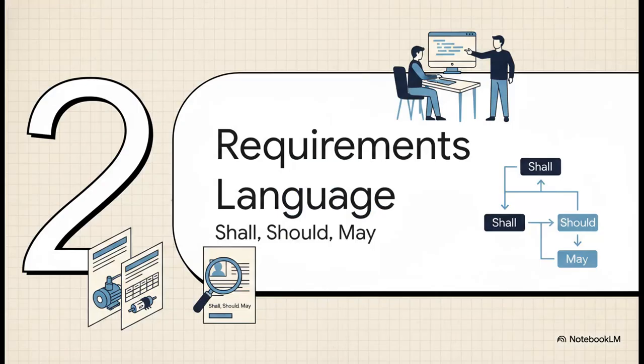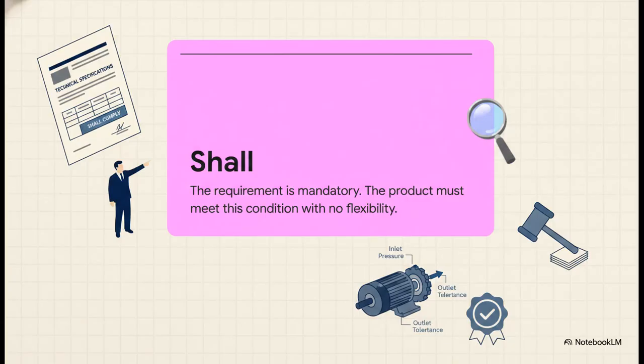Moving right along to Section 2, the language of requirements. In technical specifications, everyday words take on massive, professional, and even legal weight. The absolute, undisputed king of these words is shall. When you see shall on a spec sheet, it means the requirement is mandatory. There is zero flexibility here.